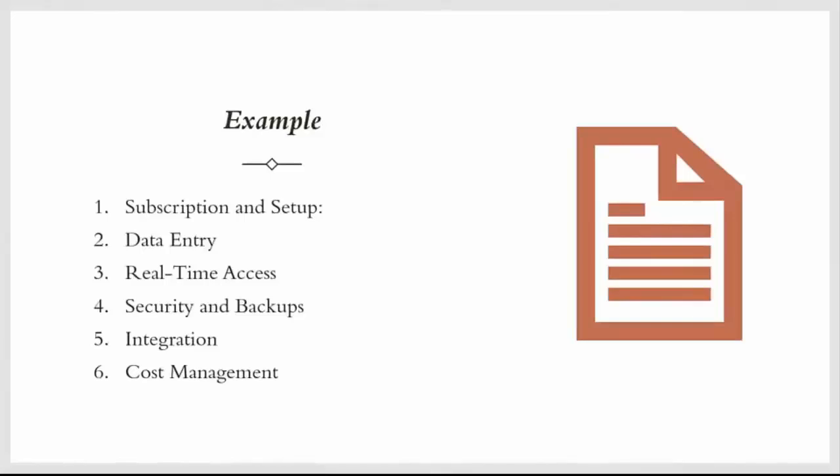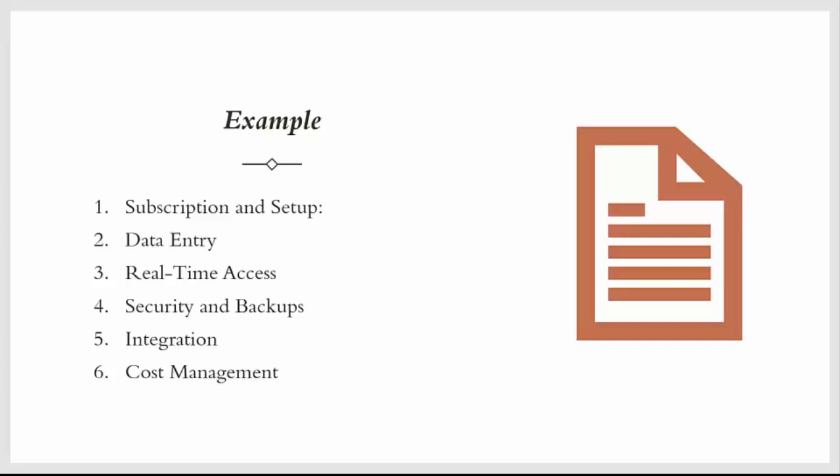Example to illustrate how it works. Let's take an example of a small business, Tech Solutions, that decides to use a cloud-based accounting system. 1. Subscription and setup. The owner subscribes to a cloud-based accounting system like QuickBooks Online or Xero. They set up their account by entering basic business information and configuring the settings according to their needs.